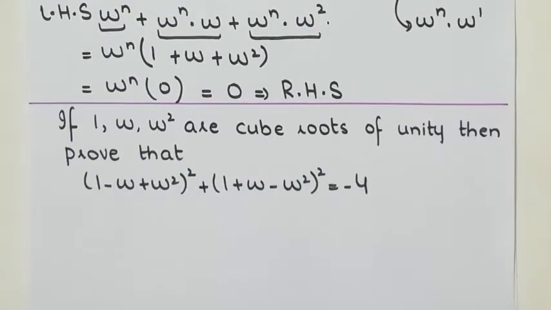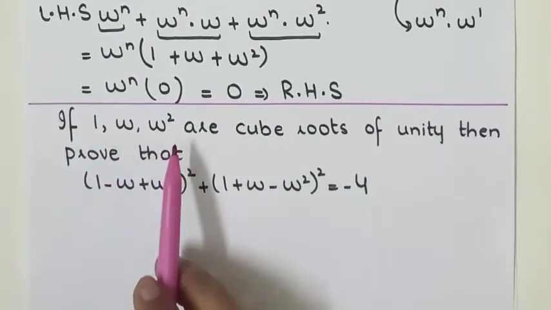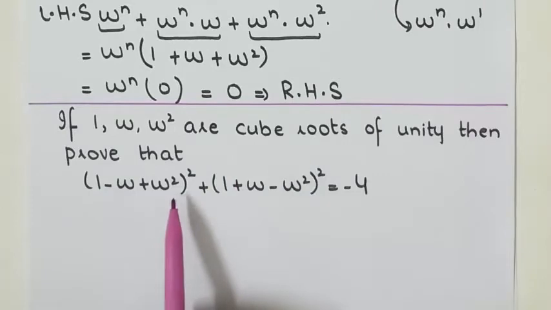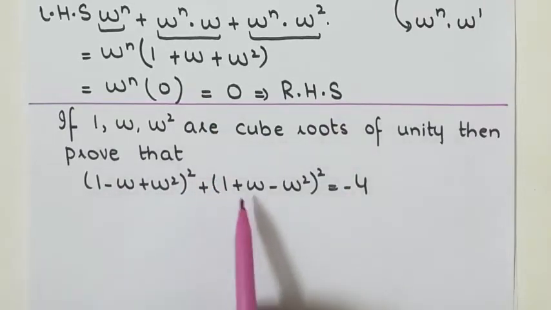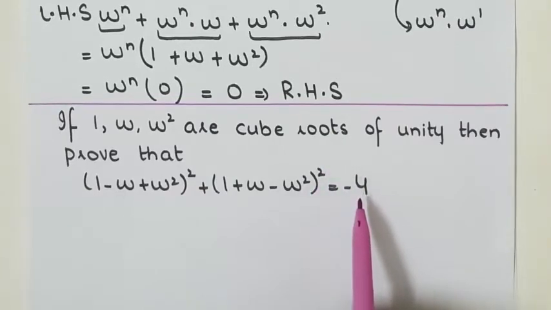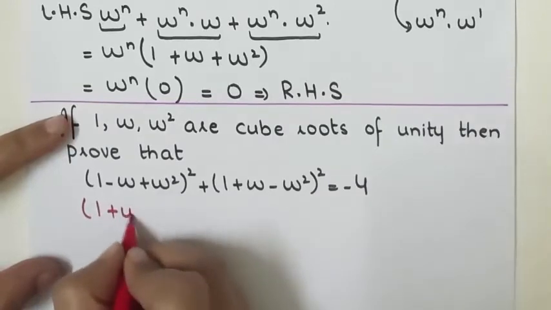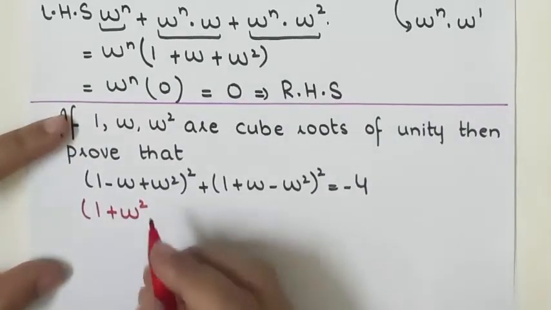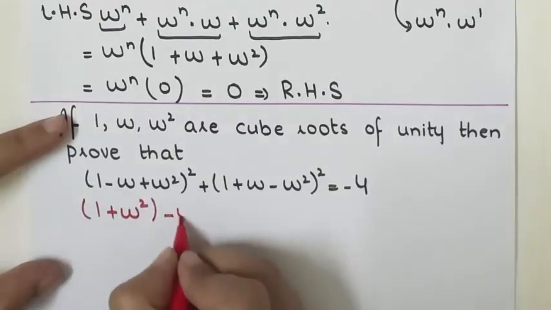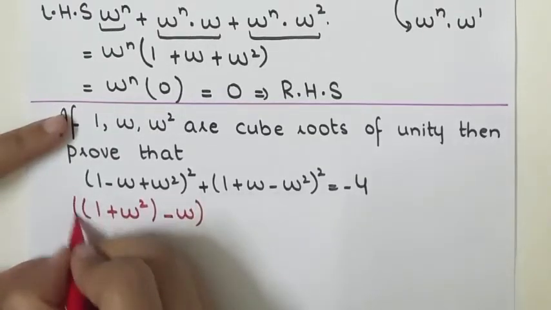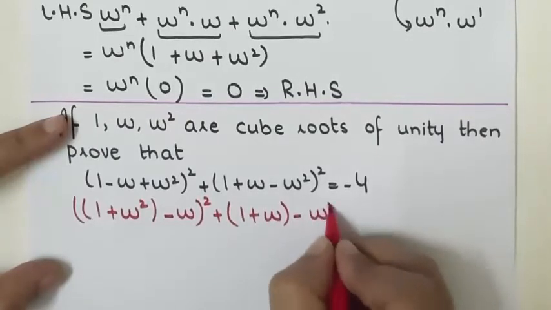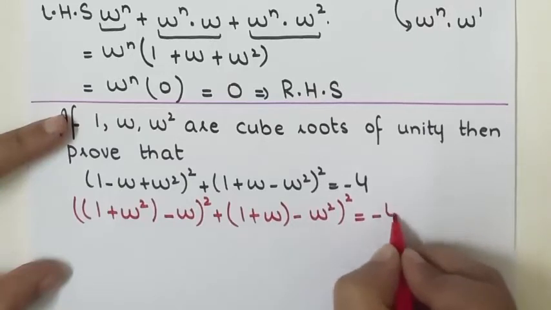Next question we have is, if 1, ω and ω² are the cube roots of unity, then prove that (1 − ω + ω²)² + (1 + ω − ω²)² is equal to −4. We will write the positive term first. It makes our question easy to solve. So (1 + ω² − ω)² + (1 + ω − ω²)² is equal to −4.